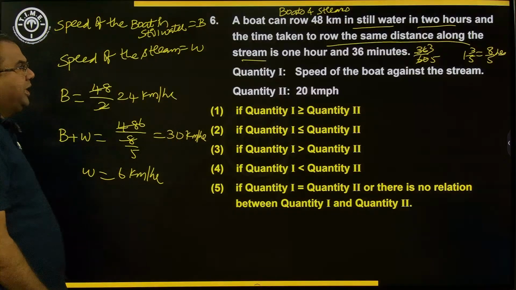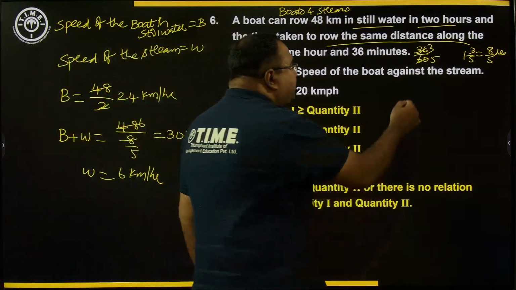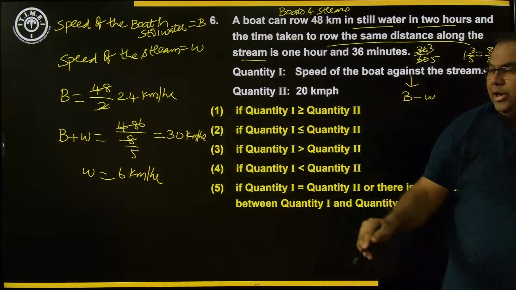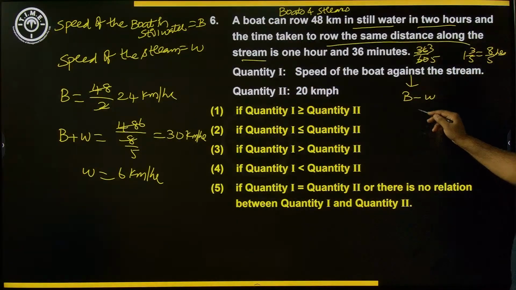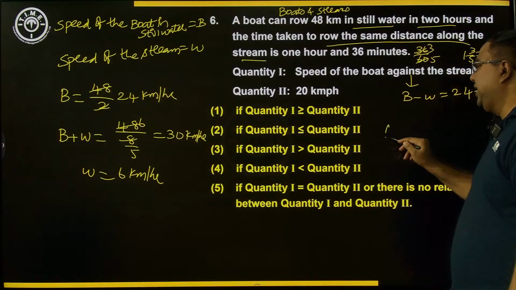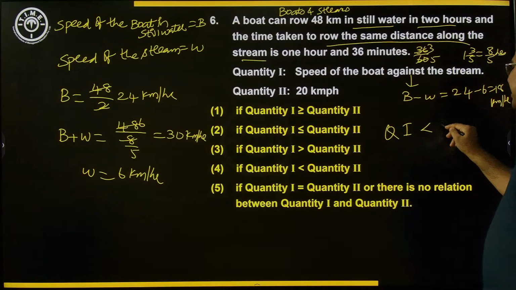So speed of the boat against the stream, against the stream is upstream. What is upstream speed? B minus W. My B value is 24 and W value is 6. 24 minus 6, it is 18 kilometers per hour. What is my quantity 2? 20 kilometers per hour. Clearly, quantity 1 less than quantity 2.